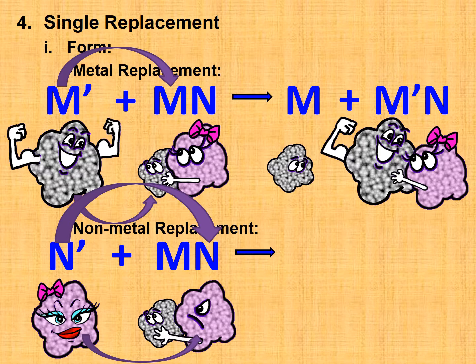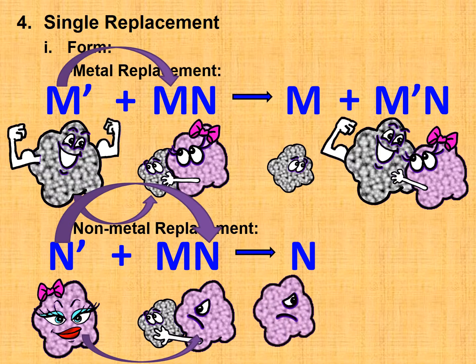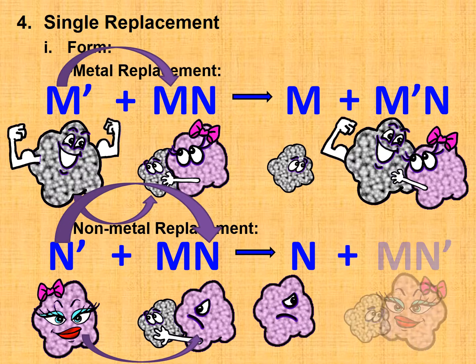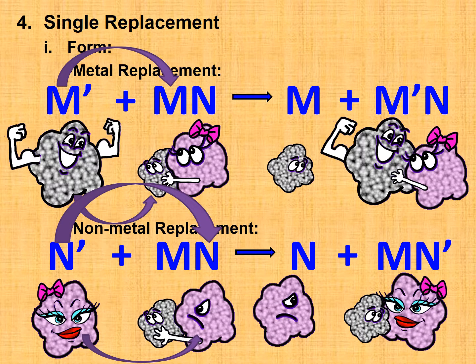So what starts out as a pure nonmetal in elemental form becomes a nonmetallic ion, and what starts out as a nonmetallic ion, that is N, gets displaced to become a pure nonmetal. Once again, if the more active nonmetal is already in the compound to start out with, then no displacement would occur.